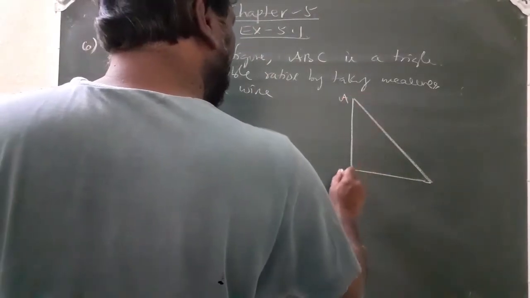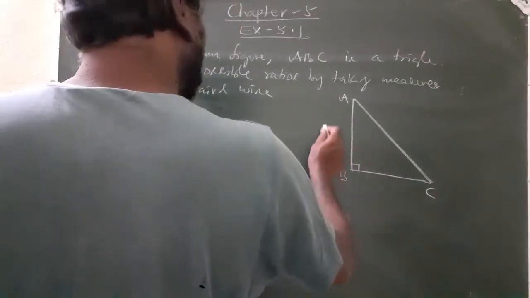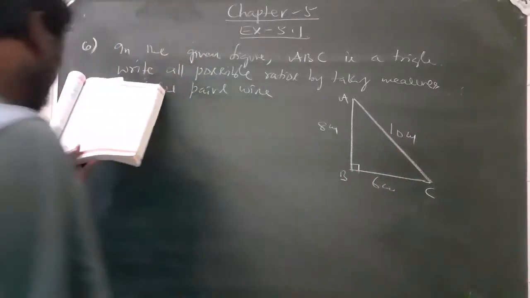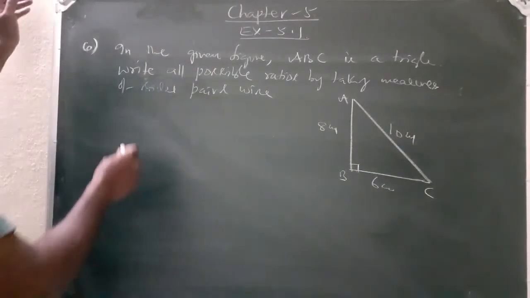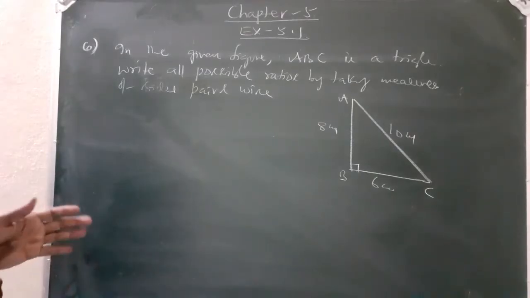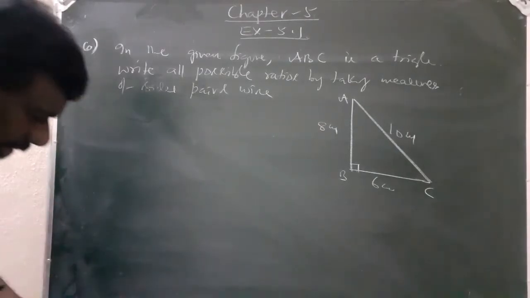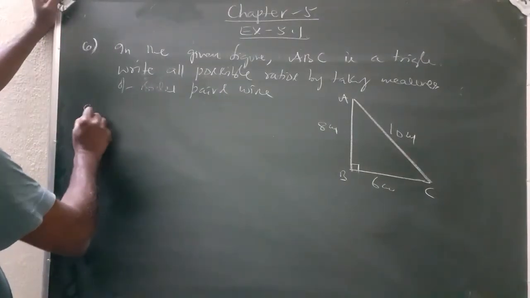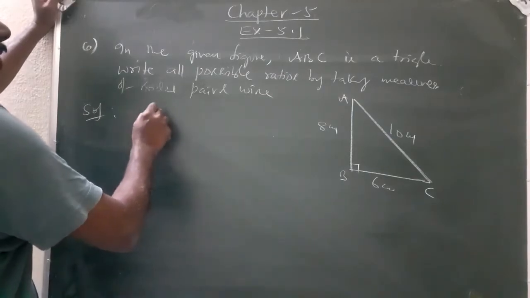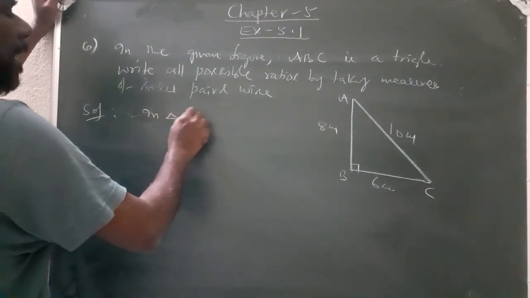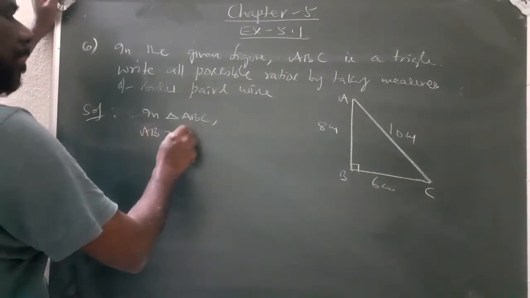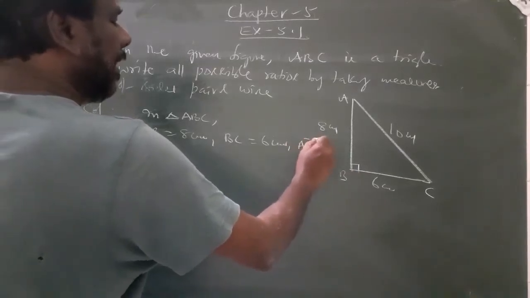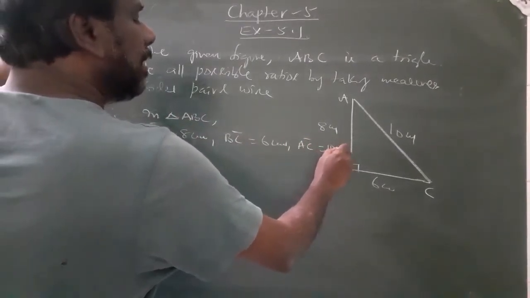This is A, B, C. Okay, 8 centimeters, 6 centimeters, 10 centimeters. So how many ratios can we make by taking measures of these sides? What we have to find here: write all possible ratios. Here 3 sides are already given. In triangle ABC, AB equal to 8 centimeters, BC is equal to 6 centimeters, AC equal to 10 centimeters.